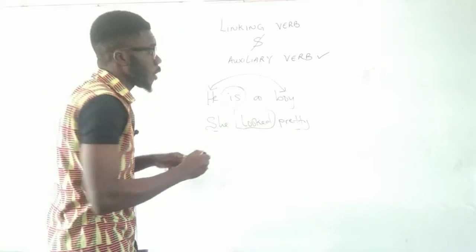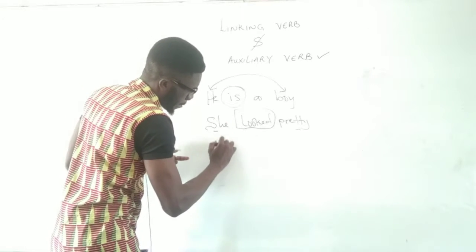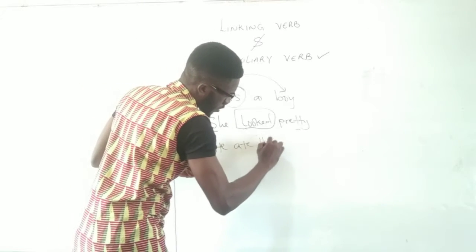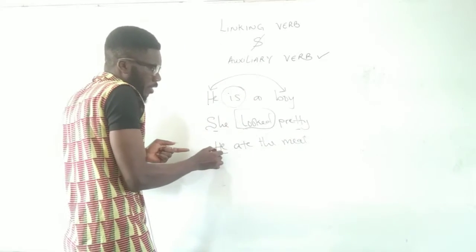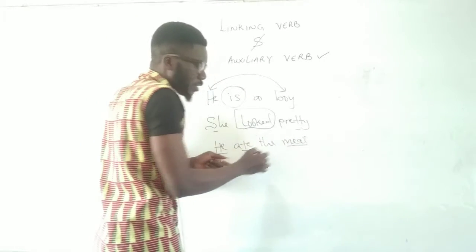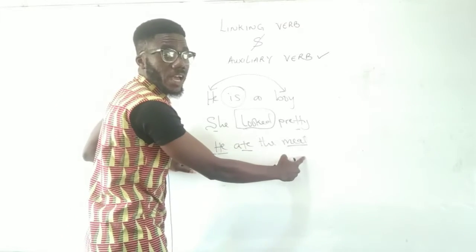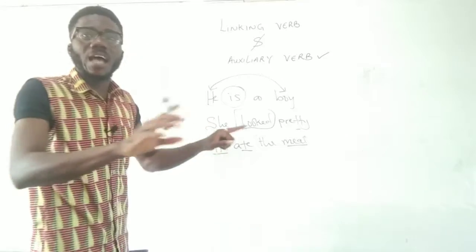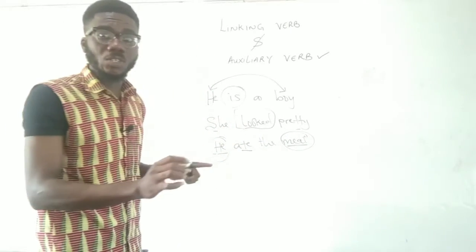This is different from when you have a sentence like, he ate the meat. Take a look at what you have here. We have he. This is the verb, and we have meat. This and this do not have any relationship. This is a subject. This is an object. The both of them are different. This is the performer of the action. This is the sufferer of the action. They are not the same.